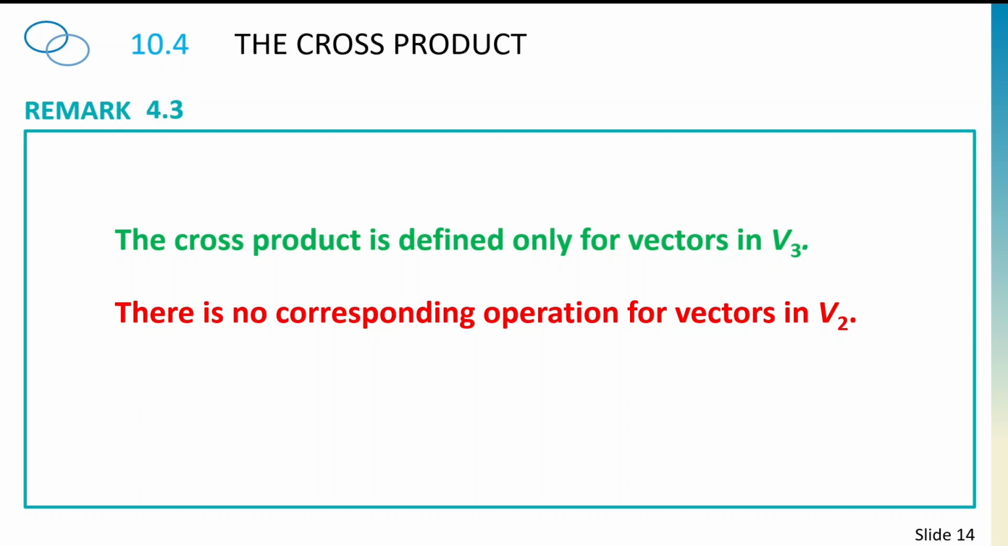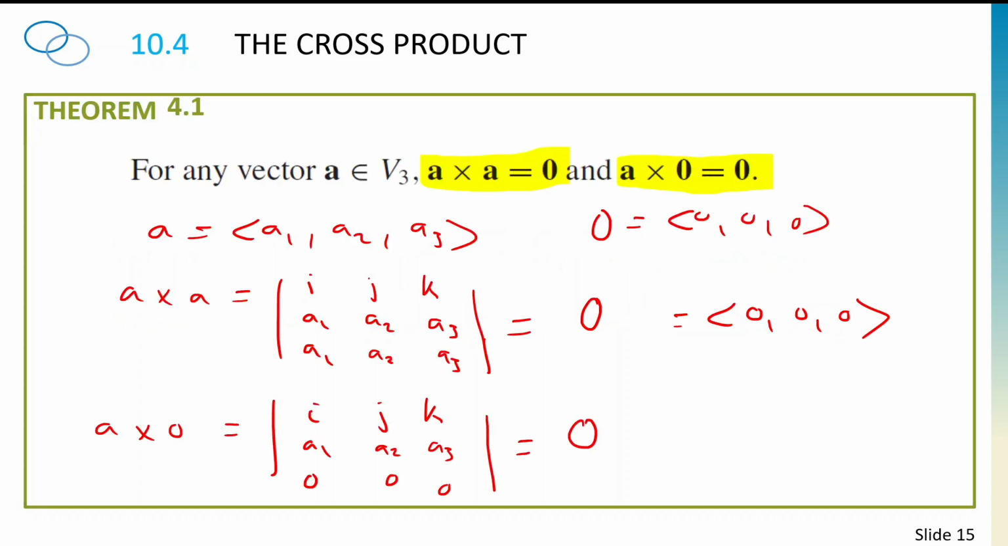Now, another theorem tells us that if I find the cross product of any vector with itself, the result will be the 0 vector. Notice this is A, A1, A2, A3. If I find the cross product with itself, I'll have repeated rows. And as I told you before, anytime you have repeated rows or repeated columns, the determinant will be equal to 0. But this is a 0 vector, okay? It's not a 0 scalar. This is a 0 vector, so I could write it as 0, 0, 0.